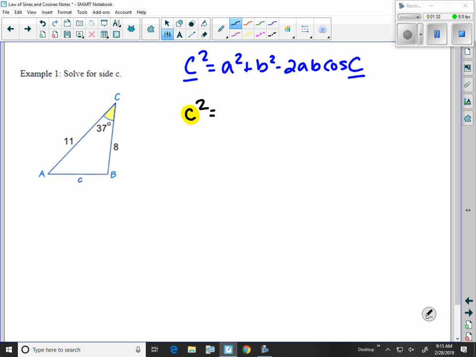So if we look at angle A, across from that is side a. So side a is 8. So anywhere we have a, we're going to put 8. And then across from B is 11. So anywhere we have a lowercase b, we're going to put 11.